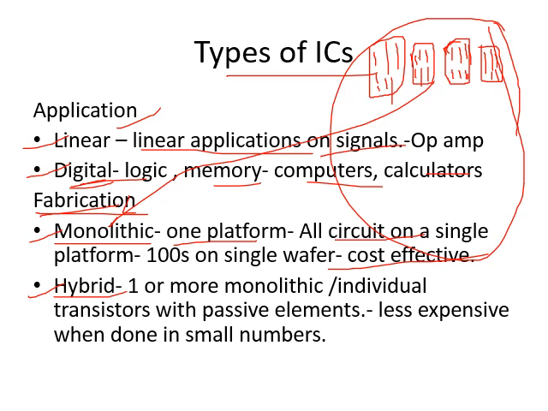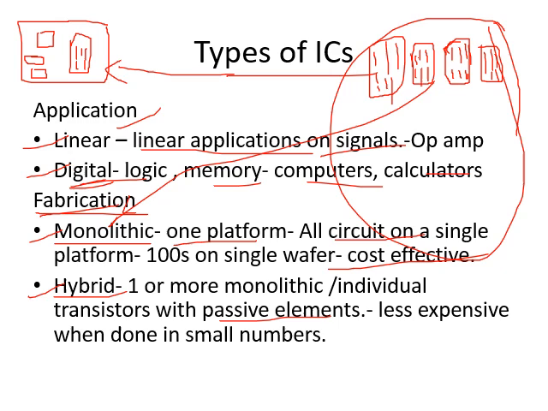In a hybrid IC, one or more monolithic ICs or individual transistors along with passive elements can be used. Hybrid IC means I am using this one monolithic IC, and then I may use one op amp, one resistor, one capacitor, three diodes, then LEDs. So it is a mix of everything. That is called hybrid.